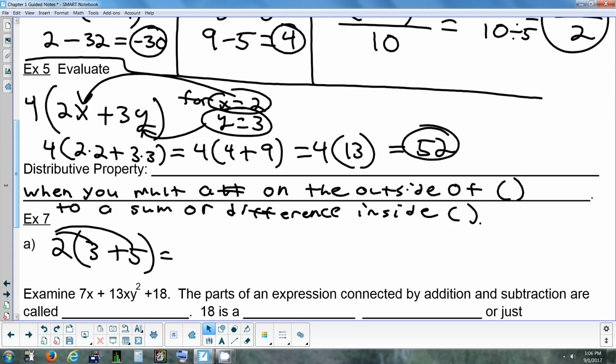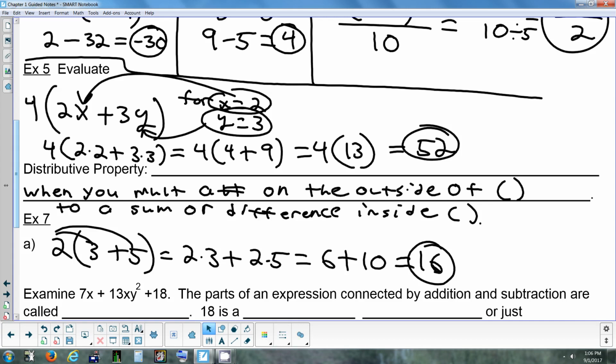Go ahead, Xander. So you're gonna do 2 times 3, I'm just going to write down what you say first. 2 times 3, then you do 2 times 5. So then 2 times 3 is 6. Then 2 times 5 is 10. Then 10 plus 6 equals 16. Perfect.